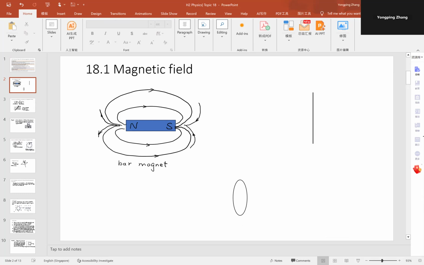For a current, and this will have a current I. They have the magnetic field using the right hand rule. The magnetic field is in this position. This is the magnetic field.